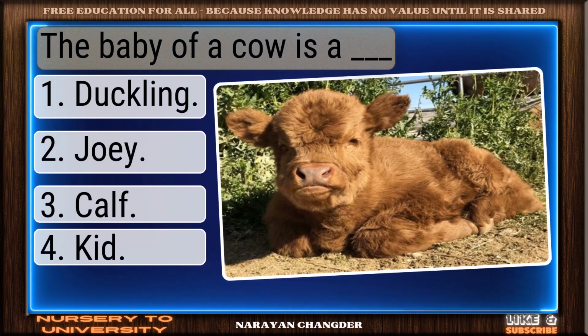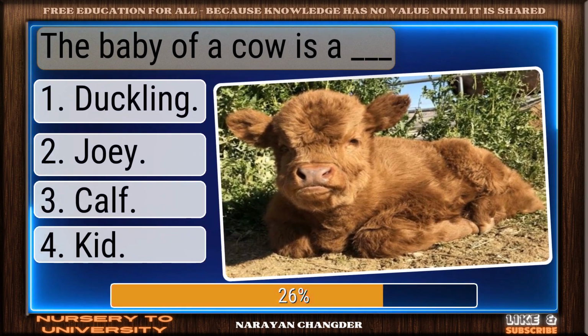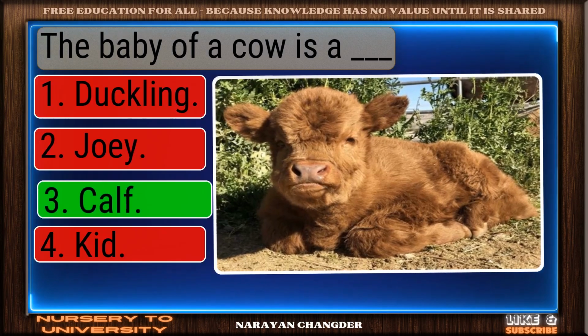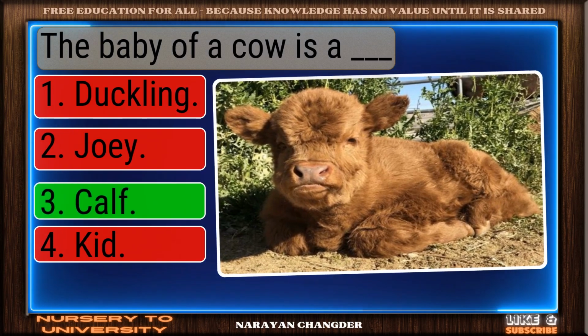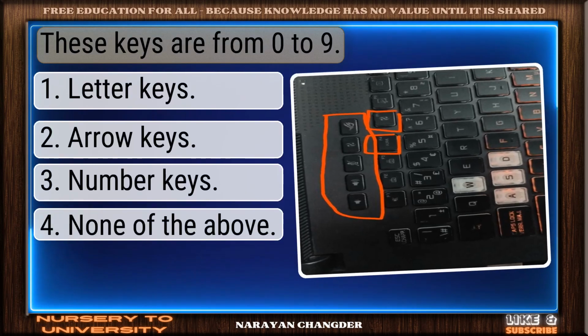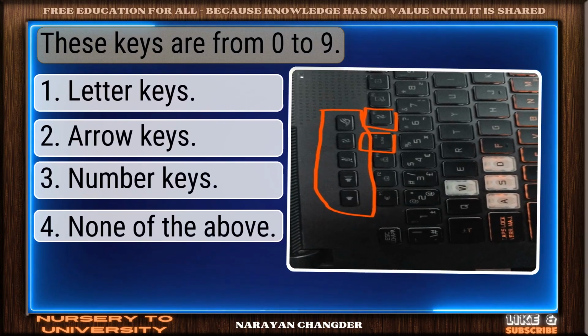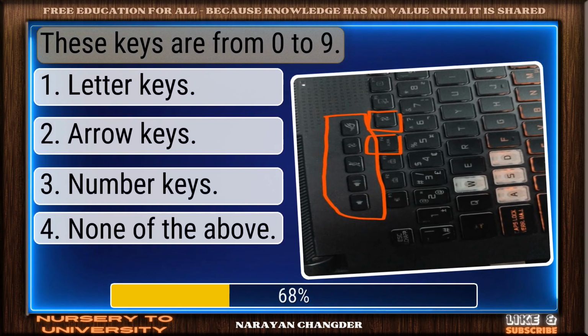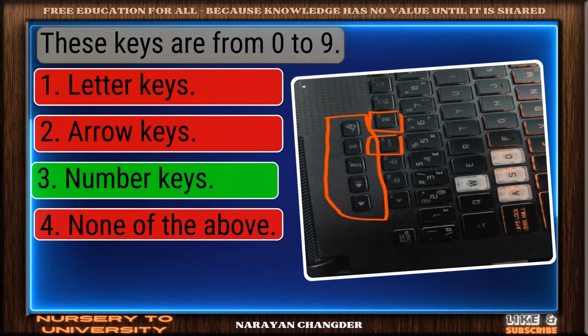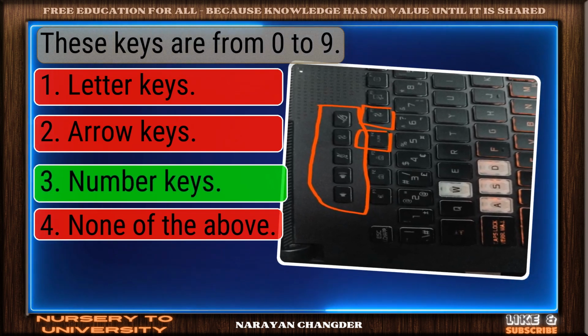The baby of a cow is a dash. Excellent. Calf is a brilliant choice. These keys are from 0 to 9. Smart pick. Number keys is the correct choice.